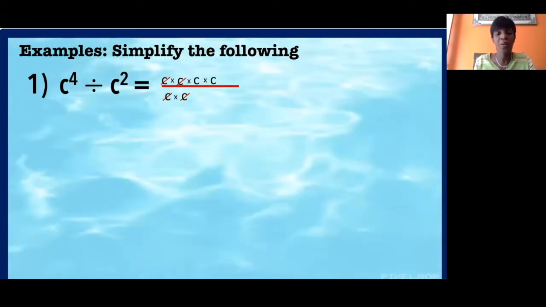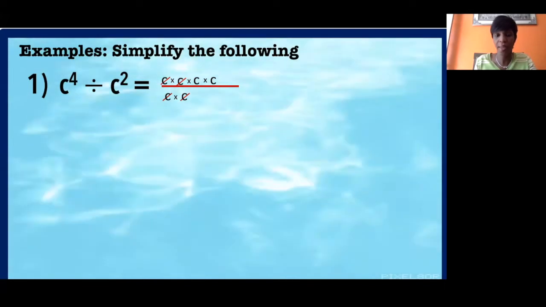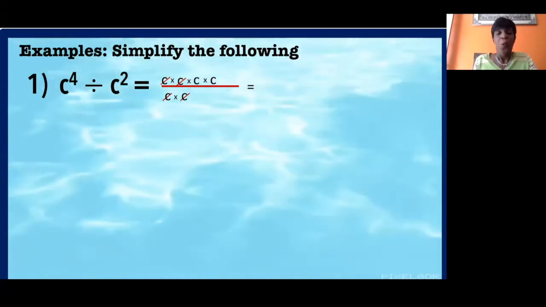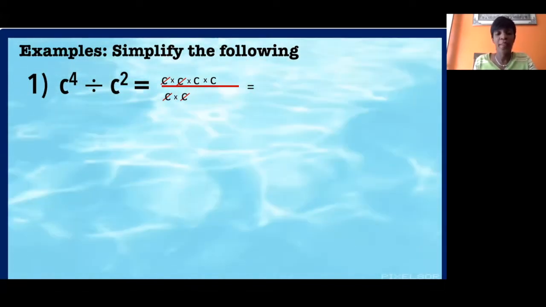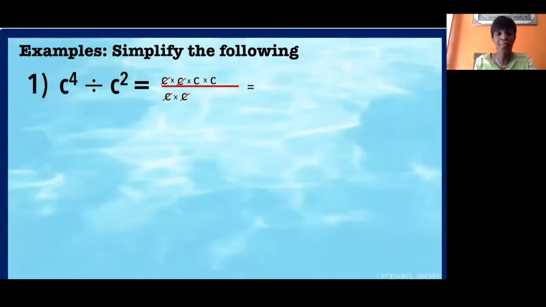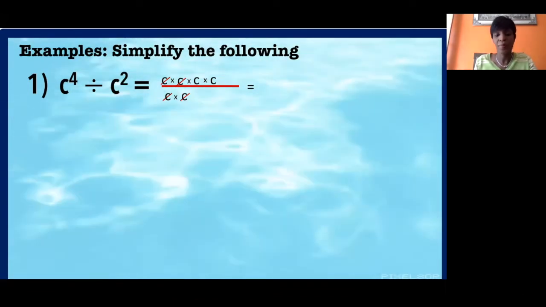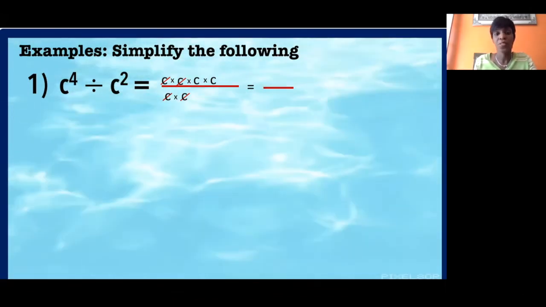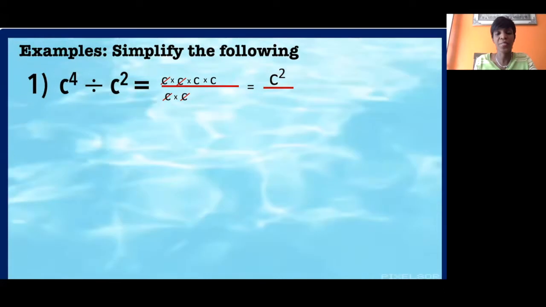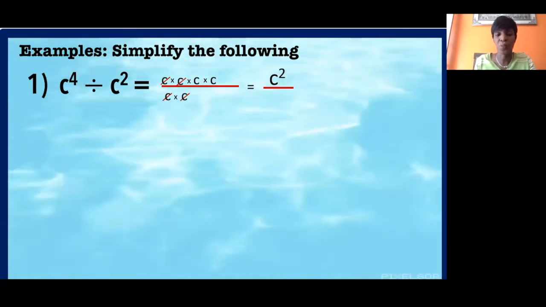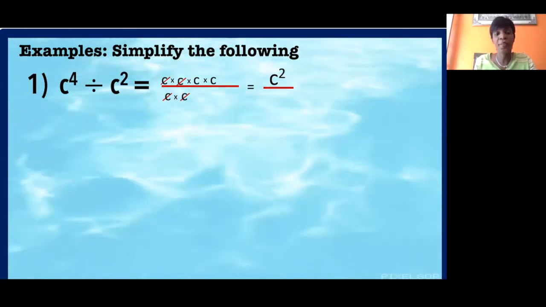So now we're going to start working on our answer. When you multiply and you have C times C, how do you write that answer? We know we add them, because C times C is going to give us C squared, because there are two C's. So C times C is C squared. And at the bottom, everything is canceled out.